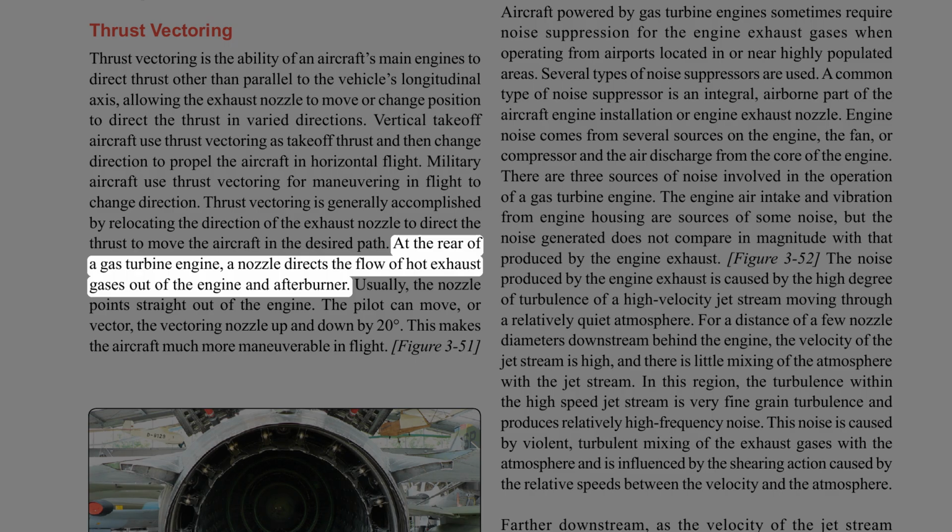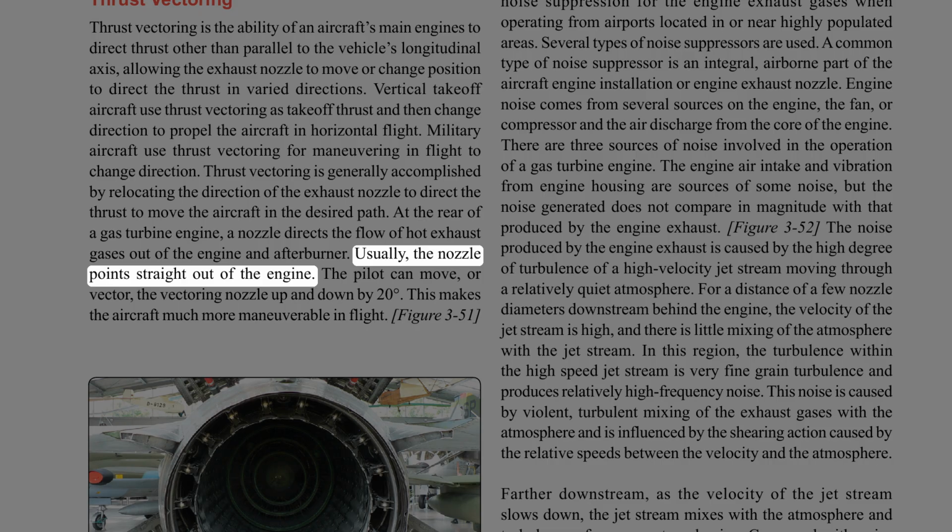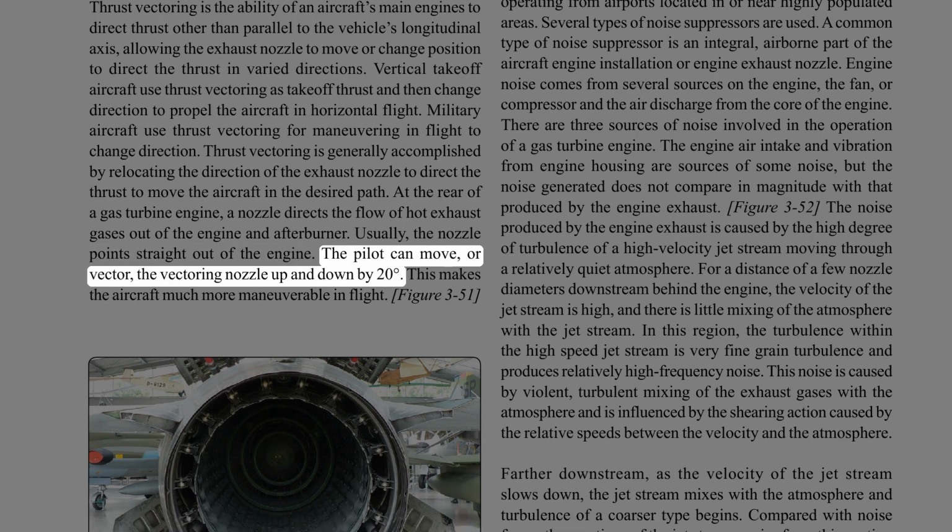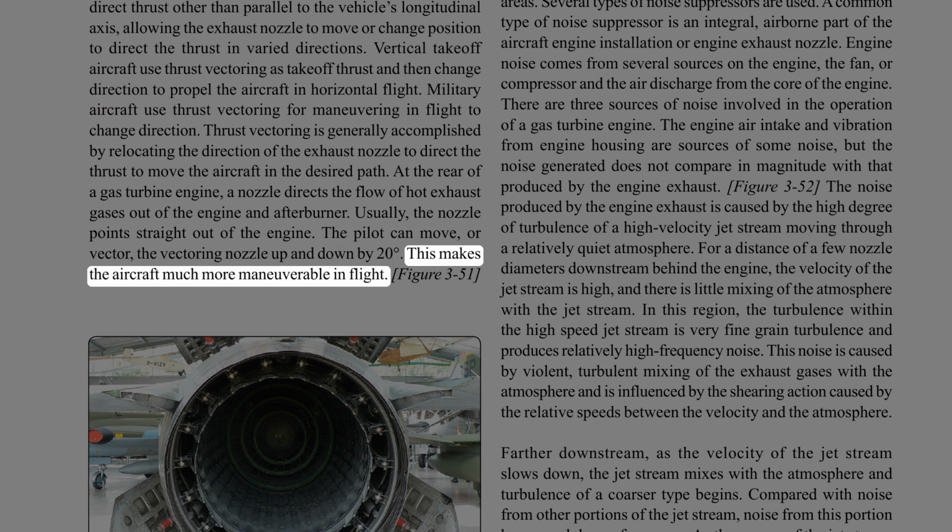At the rear of a gas turbine engine, a nozzle directs the flow of hot exhaust gases out of the engine and afterburner. Usually, the nozzle points straight out of the engine. The pilot can move, or vector, the vectoring nozzle up and down by 20 degrees. This makes the aircraft much more maneuverable in flight.